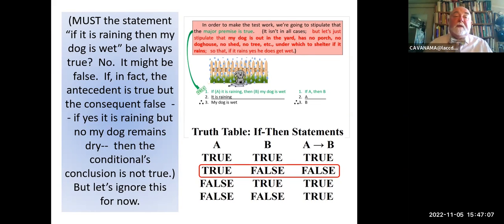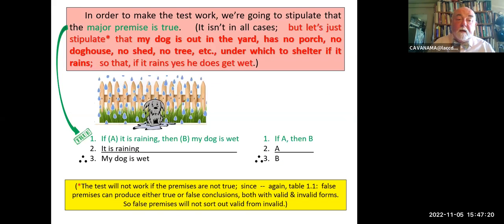Must the statement, if it's raining, my dog is wet, be always true? No, it might be false. In fact, if the antecedent is true but the consequent is false, it's raining but my dog remains dry, then this is not true. But let's just ignore this now.